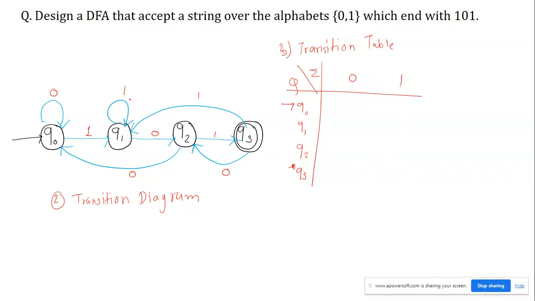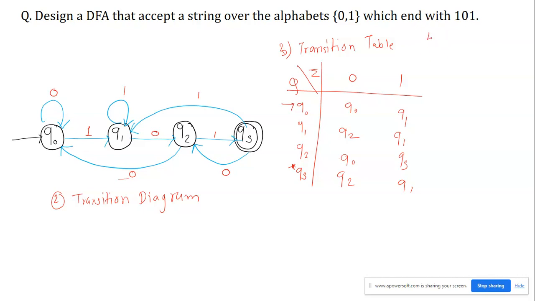Now what is the next step? We have to consider this Q0. If Q0 is getting 0, where we have to move? Q0 stays at Q0. If Q0 is getting 1, we have to move to Q1, right? If Q1 is getting 0, then we have to move to Q2. If Q1 is getting 1, then we remain in the state Q1 itself. Q2 with a 0, we have to move to Q0. Q2 with a 1, Q3. Q3 with a 0, Q2, and Q3 with a 1, Q1. So the transition table is ready.